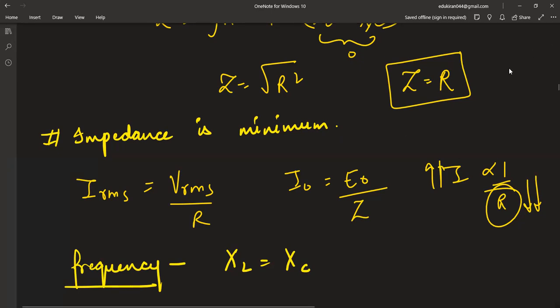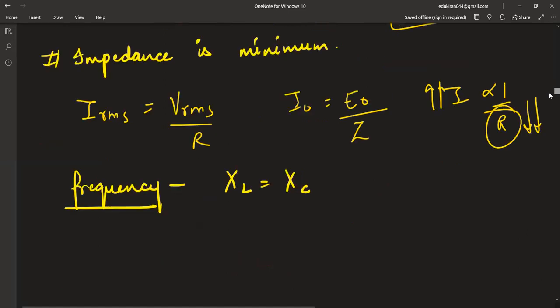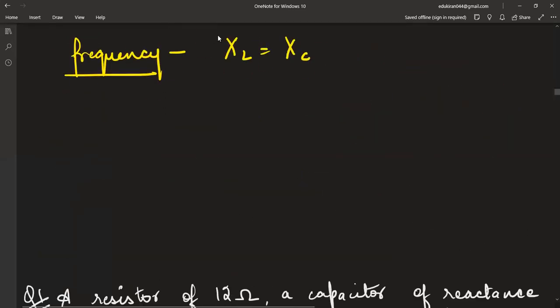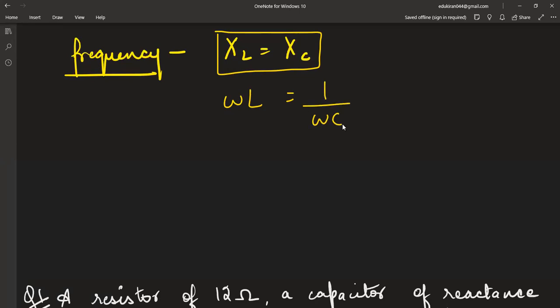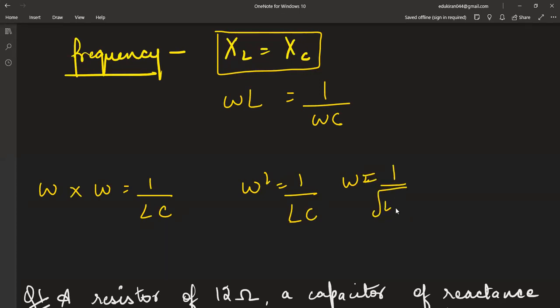This condition is called resonance. And what happens to frequency in such a condition? XL is equal to XC. Correct class? How do we write XL? Omega L. How do we write XC? 1 by omega C. Let me just bring this L to the denominator and this omega to the numerator. So what do I have? Omega into omega is equal to 1 by LC. Omega square is equal to 1 by LC. Omega is equal to 1 by square root of LC.